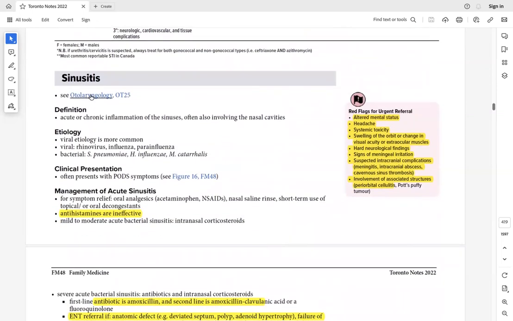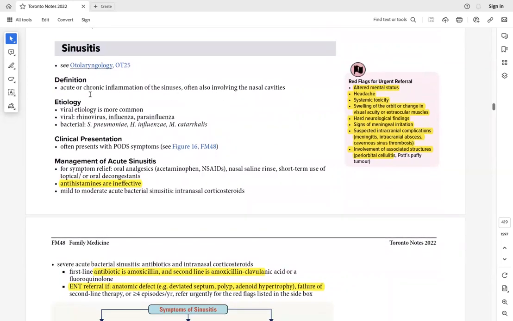Then what we have next is sinusitis. In sinusitis, red flags, very important. What are the red flags? For urgent referral. Patient is presenting with any of these red flags, urgently refer the patient. Altered mental status, headache, systemic toxicity, swelling of the orbit or change in the visual acuity or extraocular muscles. Then hard neurological findings, signs of meningeal irritation, suspected intracranial complications, for example, meningitis, intracranial abscess, cavernous sinus thrombosis, involvement of associated structures, for example, periorbital cellulitis, Pott puffy tumor.